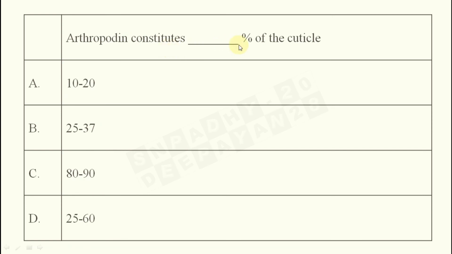Arthropodin constitutes dash percentage of the cuticle. Very, very important. Don't get confused between 25 to 37 and 25 to 60, because arthropodin constitutes 25 to 37% of the cuticle. But chitin constitutes 25 to 60% of the cuticle. That one you have to remember. Arthropodin means less, that is 25 to 37. Chitin is more, that is 25 to 60% of the cuticle.